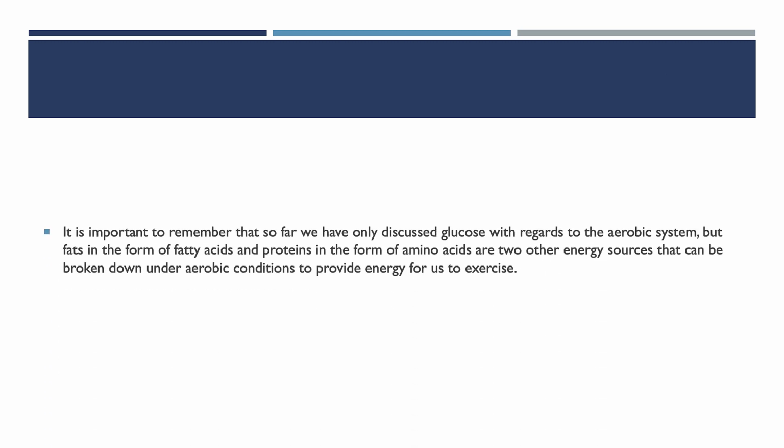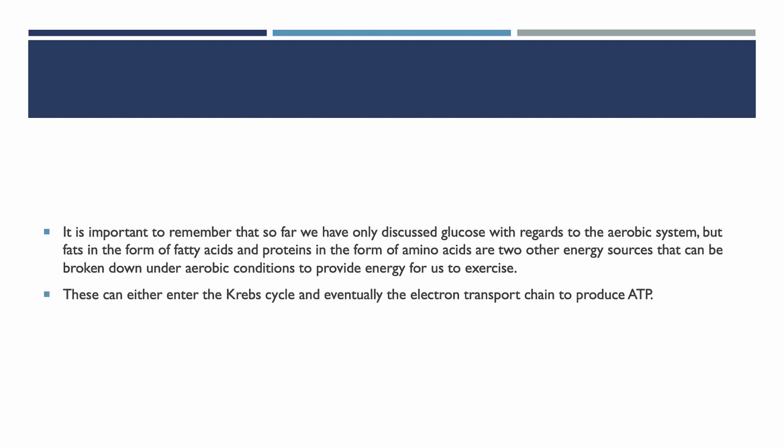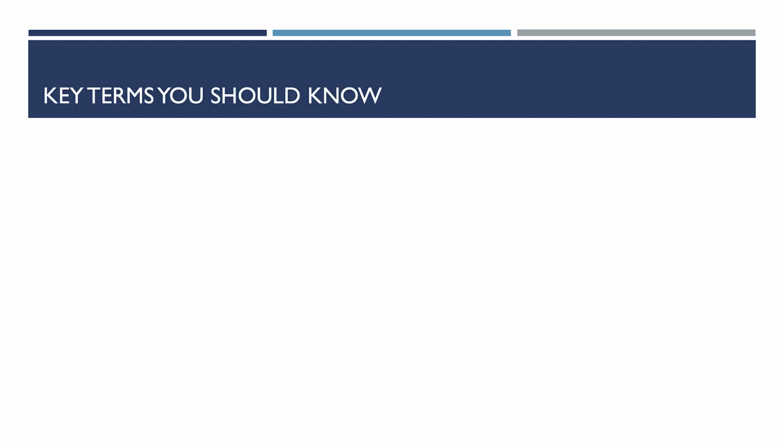It's important to remember that so far we've only discussed glucose with regards to the aerobic system, but fats in the form of fatty acids and proteins in the form of amino acids are 2 other energy sources that can be broken down under aerobic conditions to provide energy for us to exercise. These can either enter the Krebs cycle or eventually the electron transport chain to produce ATP.